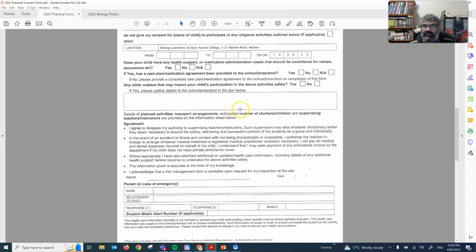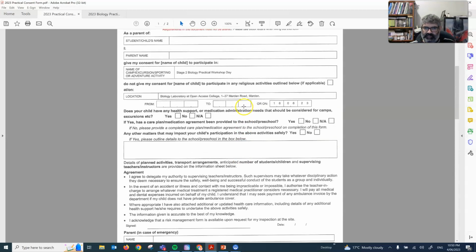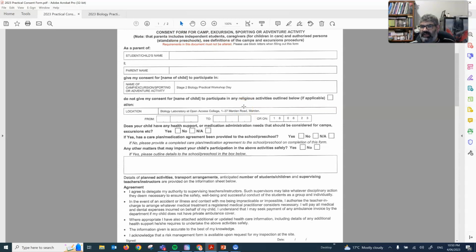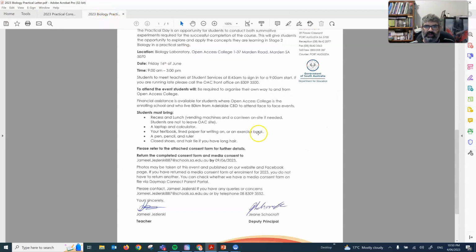It's really important that you fill those out, scan them, and email them to me before we can undertake the practicals. So please do that for practical day on Friday the 16th of June, which is coming up in a couple of weeks.